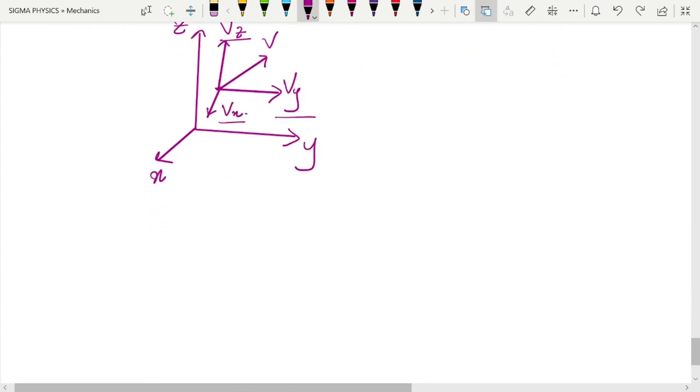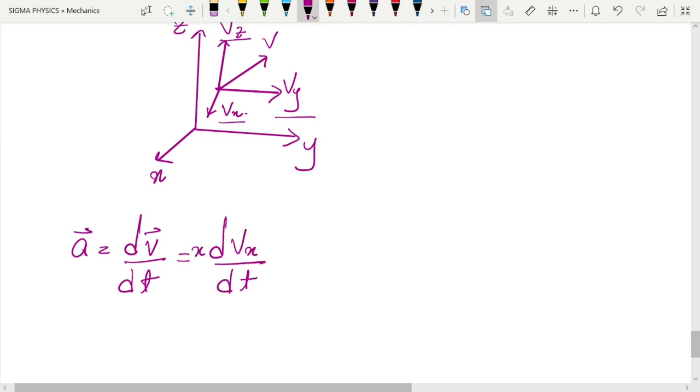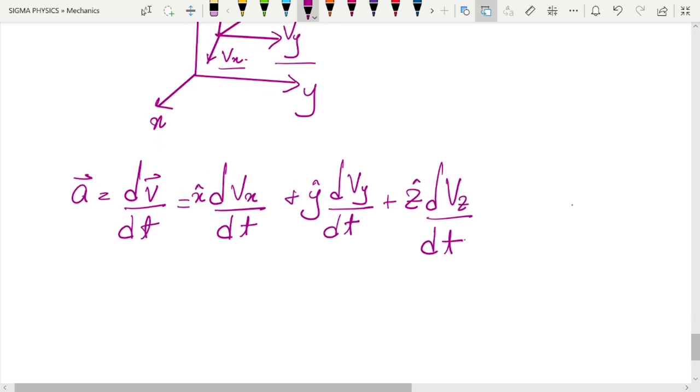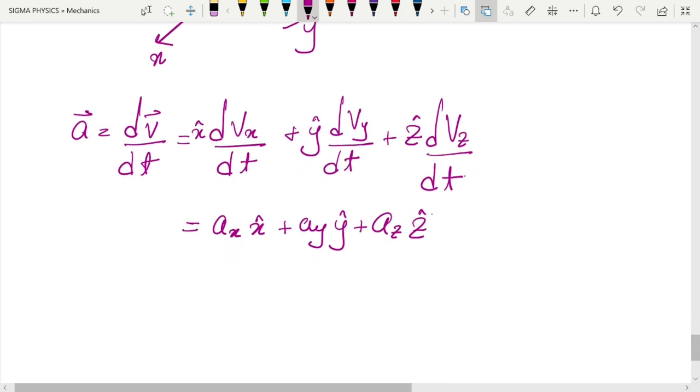And similar again to velocity, you can write acceleration A as dv upon dt. So that would be dvx upon dt x cap plus y cap dvy upon dt plus z cap dvz upon dt, where dvx upon dt you can write as ax x cap plus ay y cap plus az z cap, where ax, ay, and az, similar to the velocity, are accelerations of the particle in the x, y, and z directions.